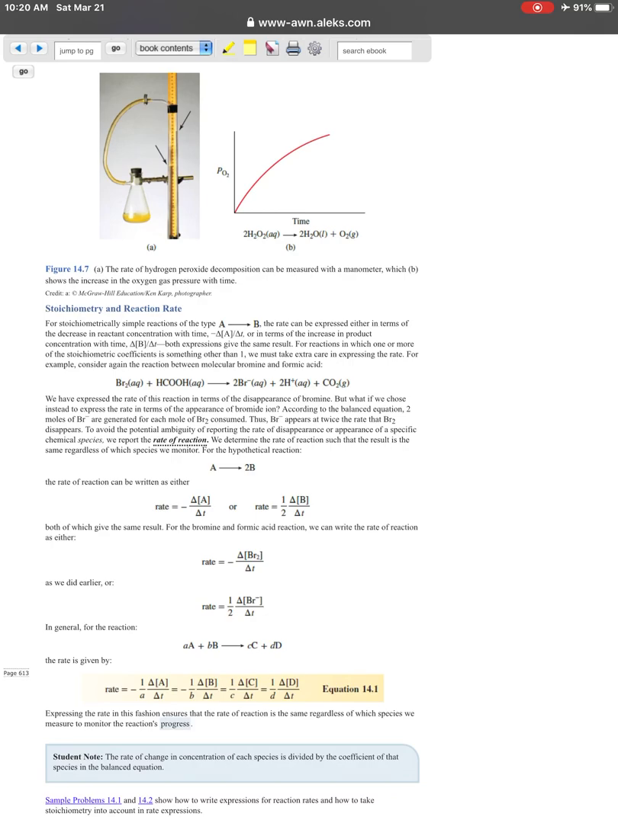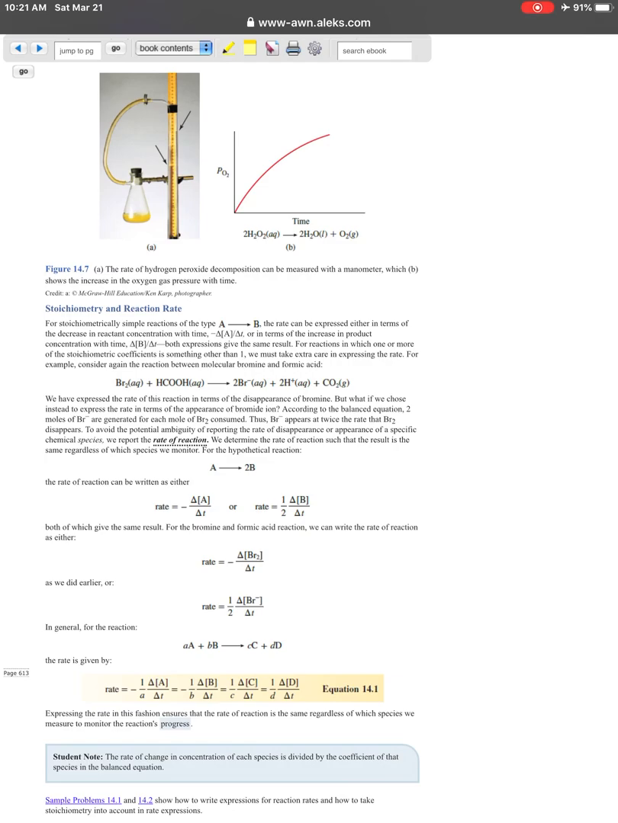Here's the caption. A, the rate of hydrogen peroxide decomposition can be measured with a manometer. That's the manometer right there. See, it's hard for you to tell, but there's a big meter stick vertically mounted on a ring stand. And there is a mercury glass tube that is connected to the meter stick so that you can measure the height of the mercury. If you recall from Chem 11, when you have a gas, you can measure its pressure using a mercury manometer. The height of the mercury gives you a measure of the pressure of the gas. So that's what they're doing here.